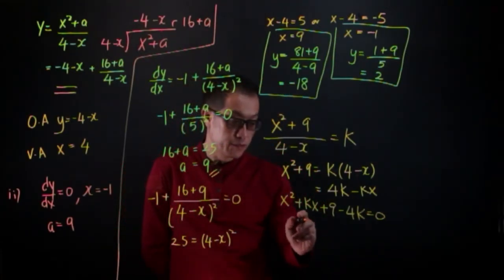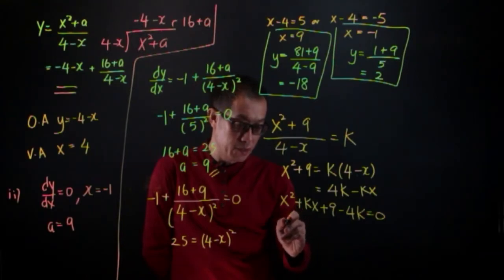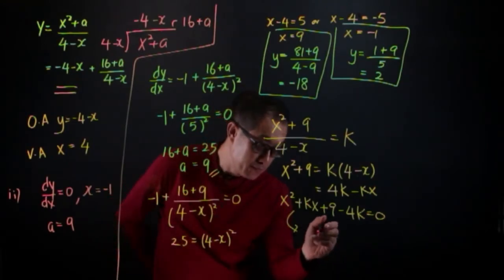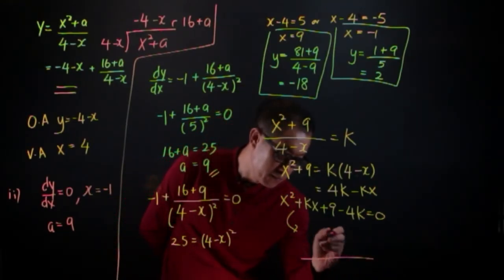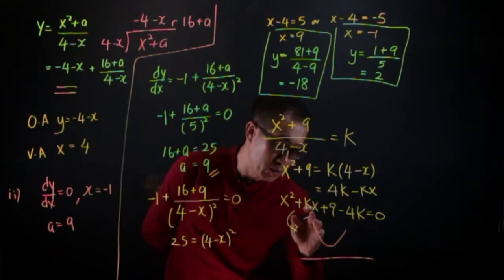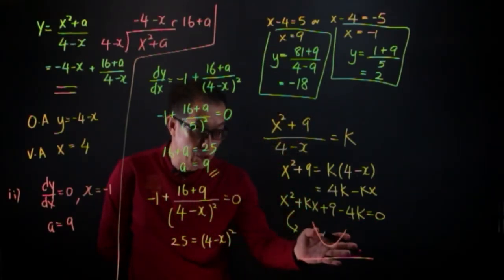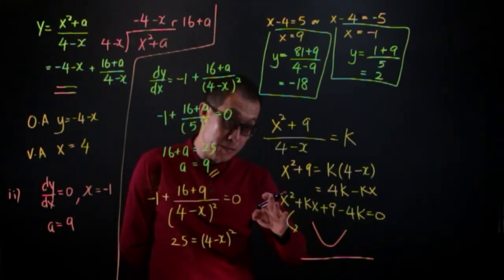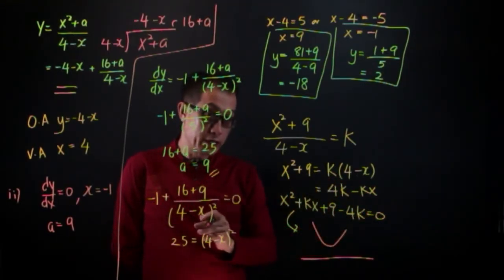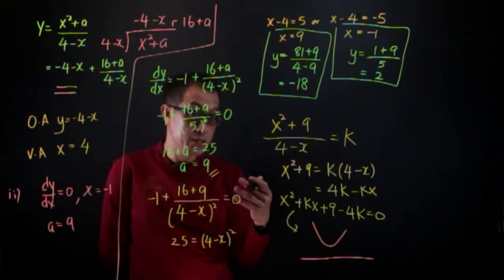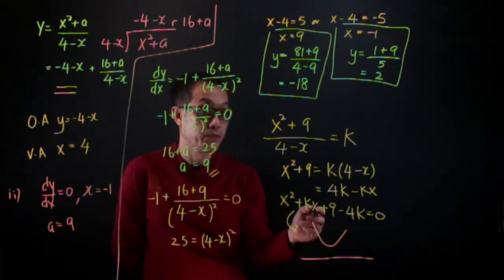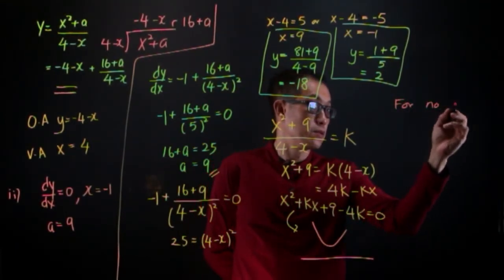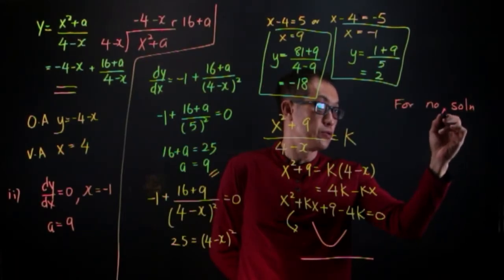Now for this graph, it will look something like that. You don't want to have any solution, so there will be no roots. So the b squared minus 4ac, or the discriminant for this quadratic equation, must be less than 0, and this is what you learn in Sec 4. So for no real solution.